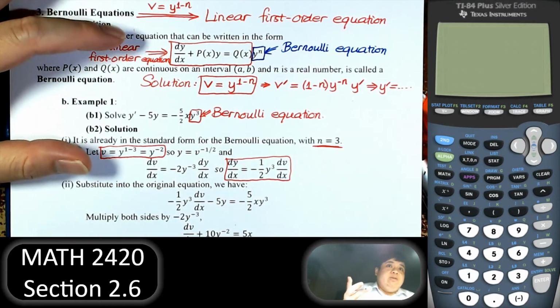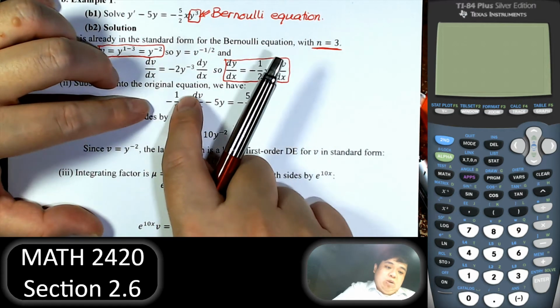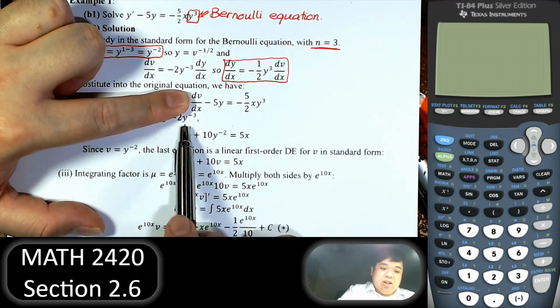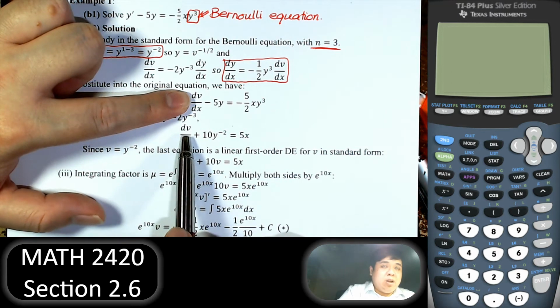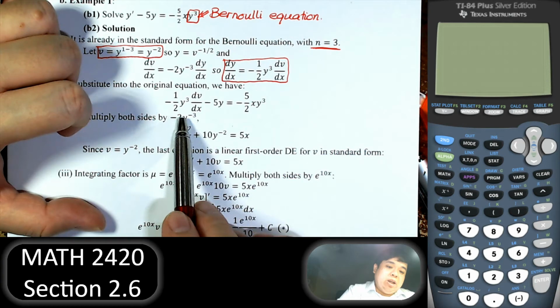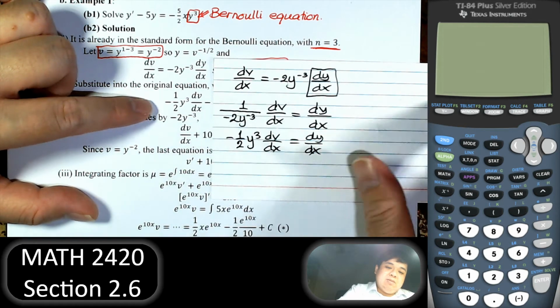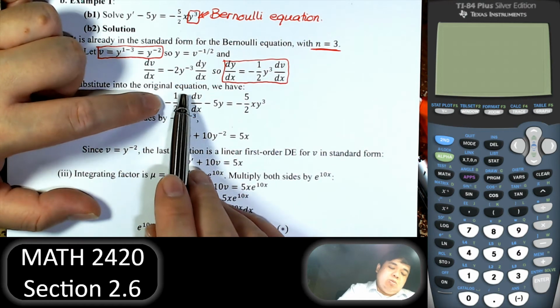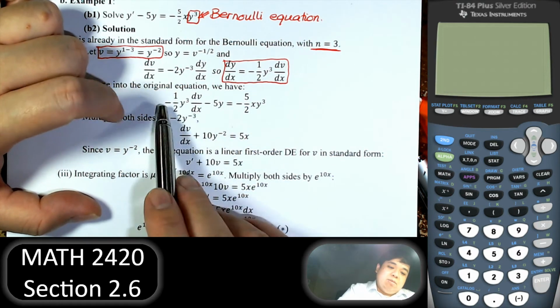if it is a linear first order equation, we have to divide both sides by that, so we just have dv over dx by itself. That is the linear first order equation. So we divide by negative 2 y to negative 3. Just keep it like that. Anyway, multiply both sides by that, to get rid of this term.